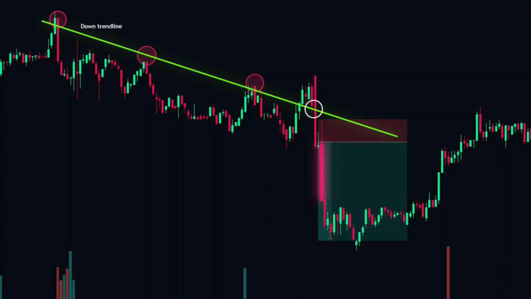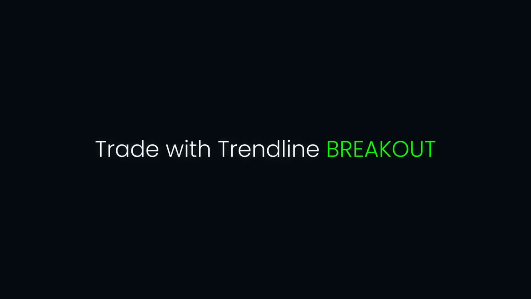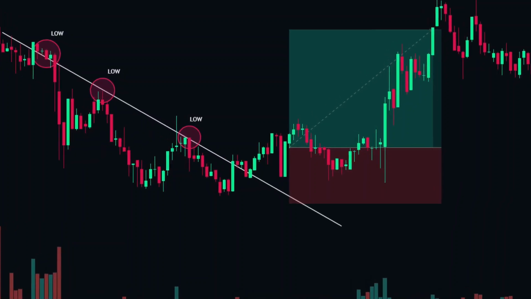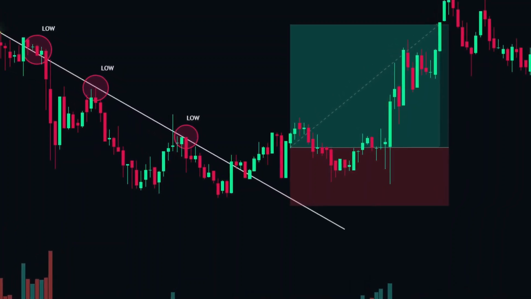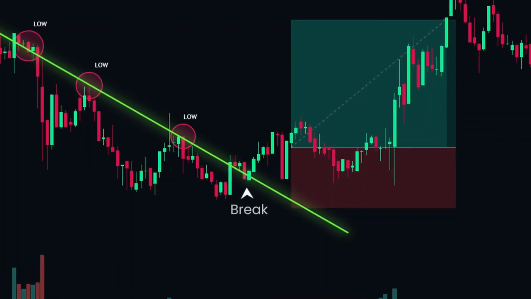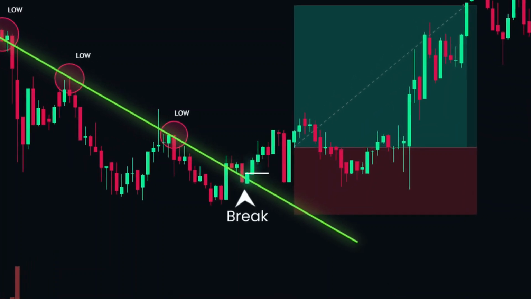Let's also look at another method, a trade with a trendline breakout. In this example, the price is making a lower low and moving down, so we'll draw a trend line connecting all the swing lows. Next time, the price reaches this trend line and breaks it, and the next candle also breaks this candle, you can make your entry there. However, I believe you should seek further confirmation.